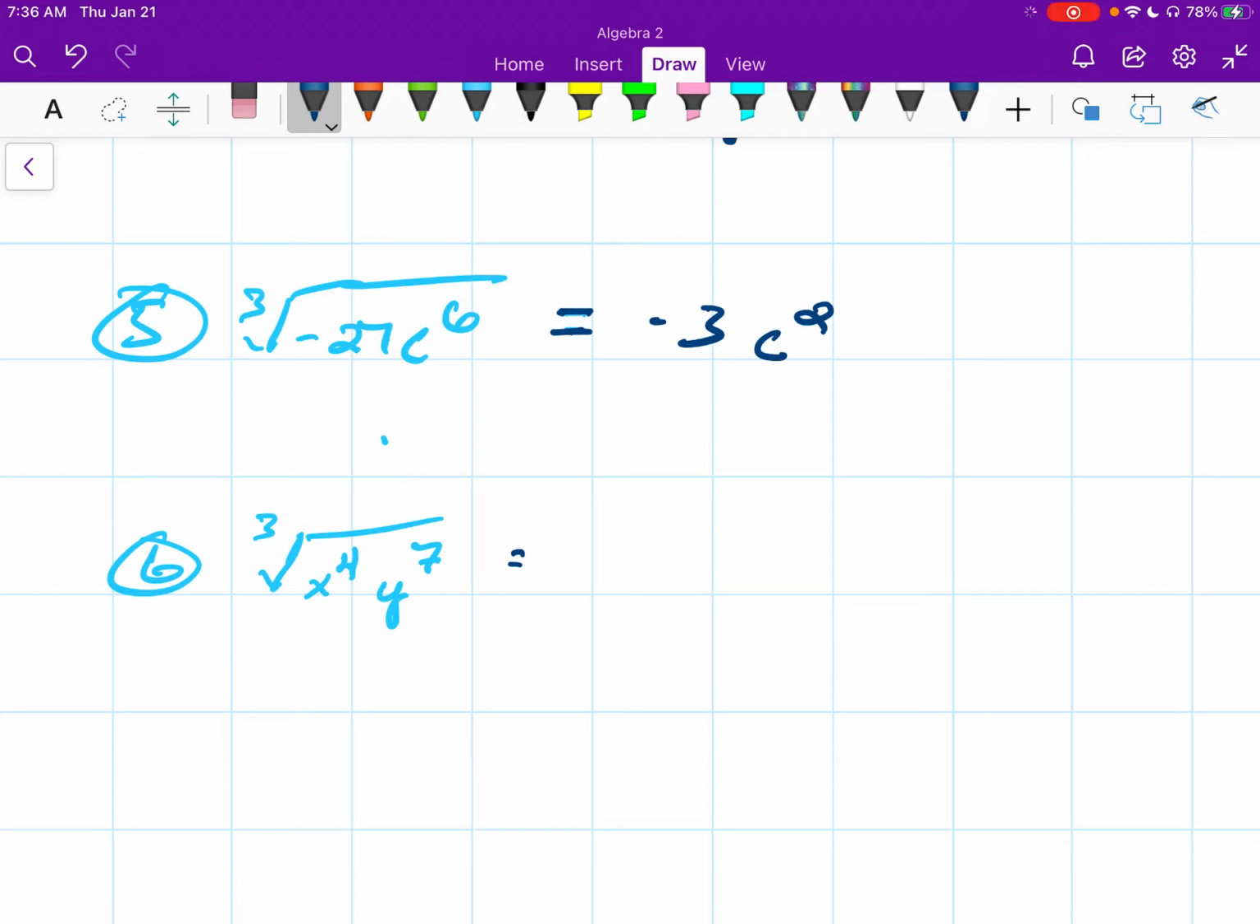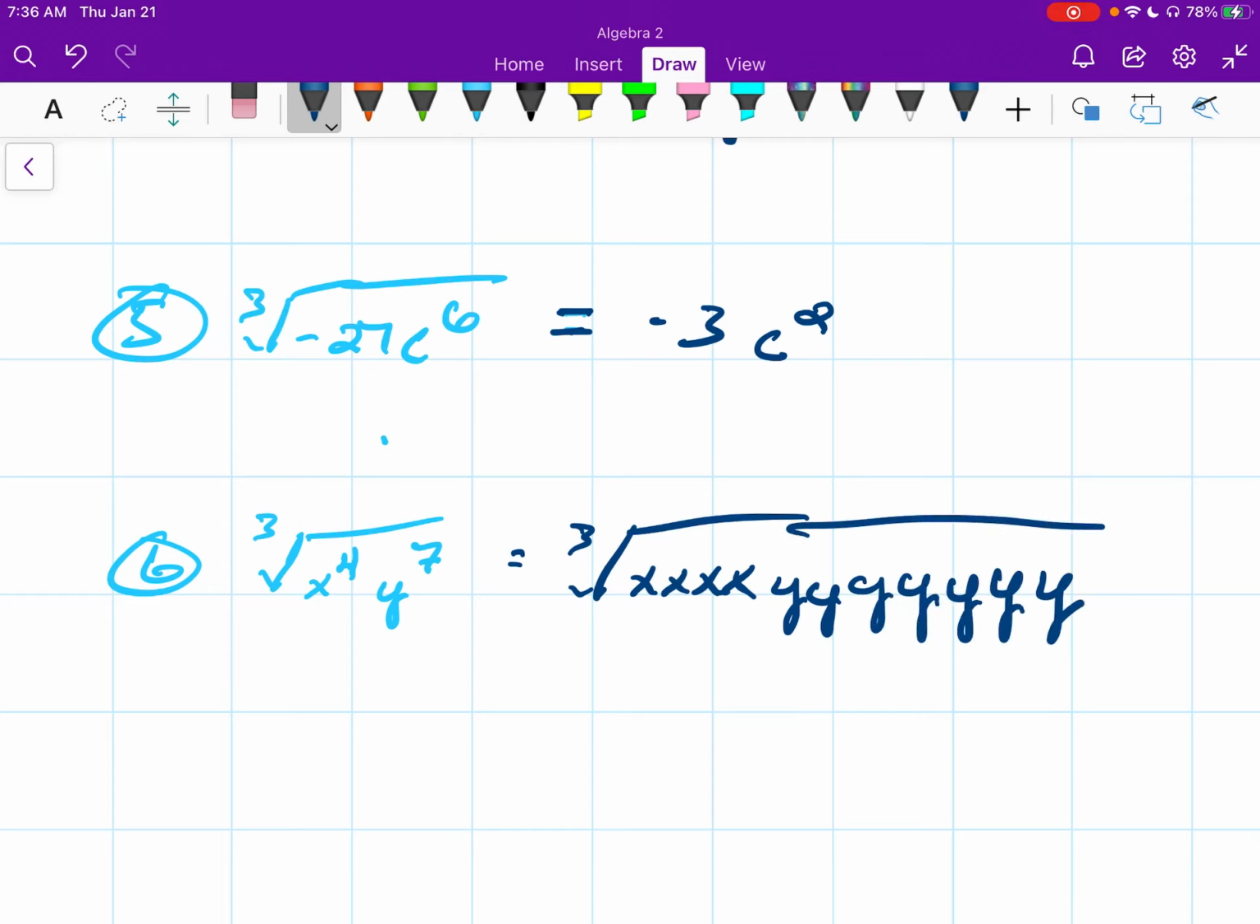All right. This is where I think it is helpful to write them out. This is the same thing as the cubed root of 1, 2, 3, 4 x's and 1, 2, 3, 4, 5, 6, 7 y's. Now I understand that you're not going to do this every time. I'm just going to do it for this one. I'm looking for sets of 3. So I have 3 x's, 3 y's, and another 3 y's. So I have an x that comes out front, 2 y's that come out front, and then I have some still stuck under the root. I'm going to have a single x and a single y.